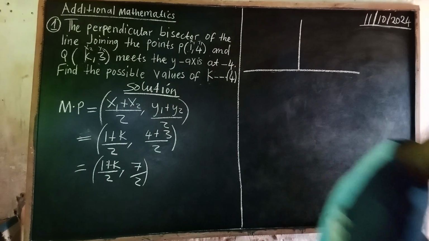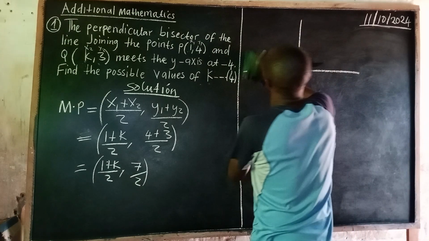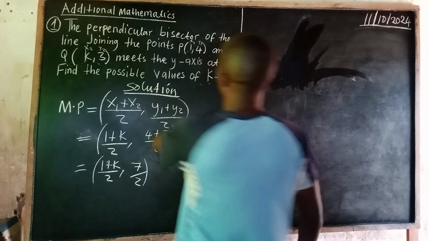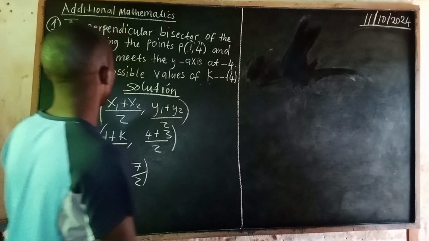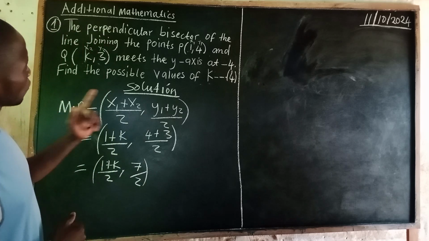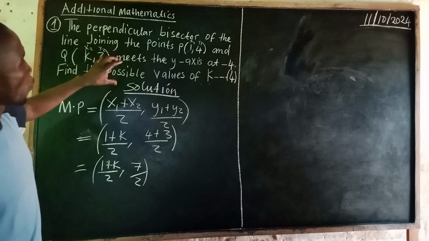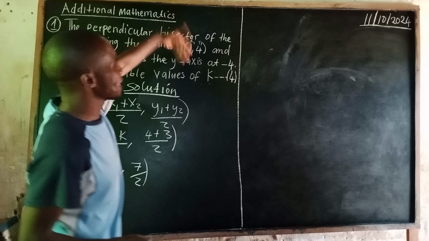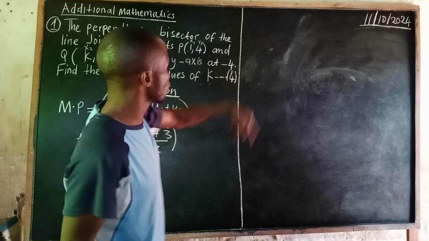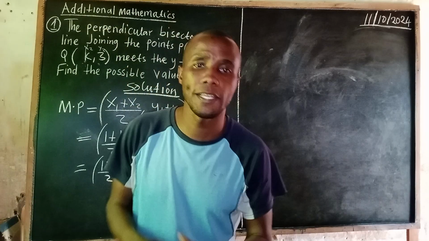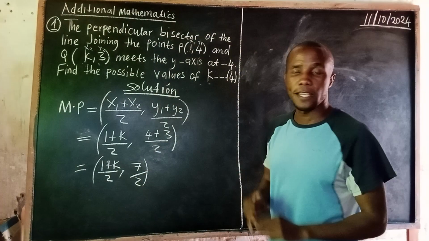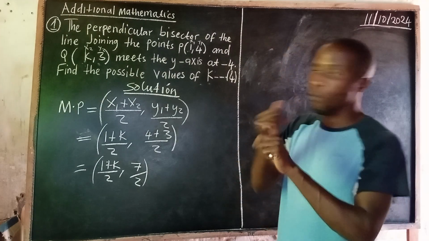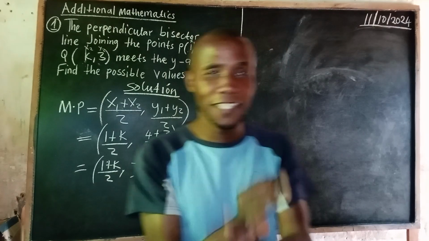The next step, because what we want here is to find the value of k, according to the equation that we have. For us to find the value of k, we have to actually find the equation of the perpendicular bisector line. That is what we are going to do. Now remember, when finding the equation, there are certain things that you should put in place for you to proceed. And these are, 1, you should find the gradient.